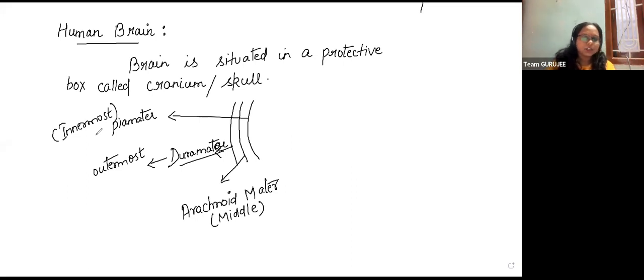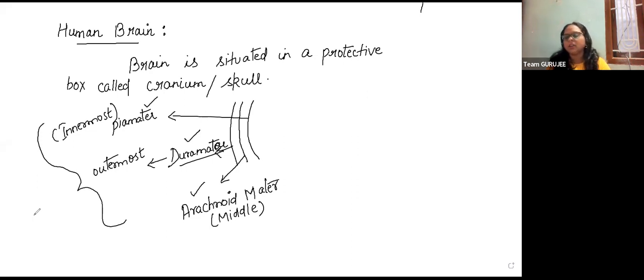Together these three, pia matter, dura matter, and arachnoid matter, are called the meninges. Sometimes they call it meninges, or you call it a cranium, skull. Different names are there. Clear? Please make a note of it.